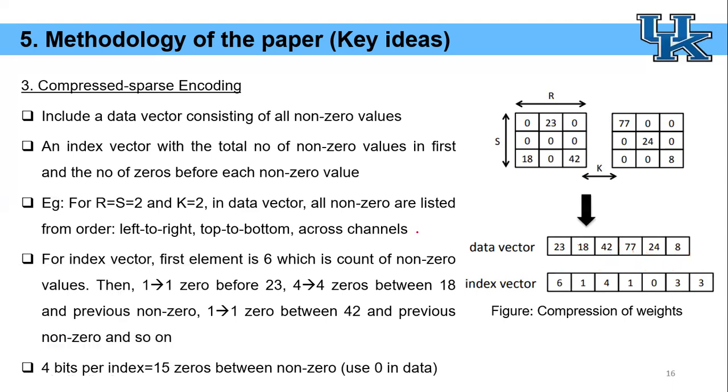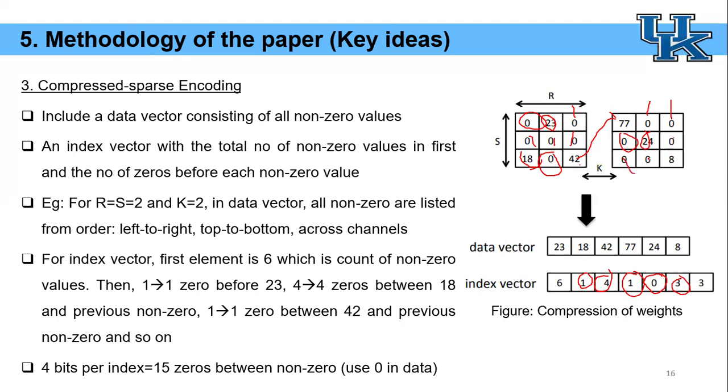So how do you compute this? We just start from the start, and before 23 we have a zero, only 1 zero. So we put a 1 here, and we move on again. We have 1, 2, 3, 4 zeros, and then we have 18. So we write 4 here, and then again we have 1 zero, and then we get 42. So we write 1 here, right? Because we're counting the number of zeros in between the numbers. After 42, we have 77. We don't have any zero here, so we write 0. Then we have 1, 2, 3 zeros, and then 24, right? So we have 3 zeros, so we put a 3 here.